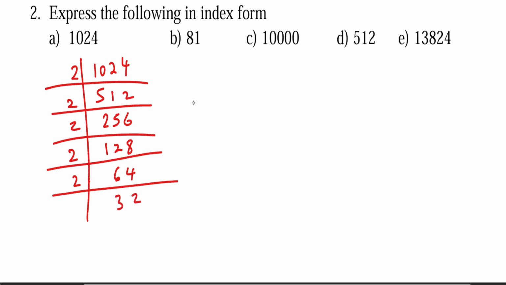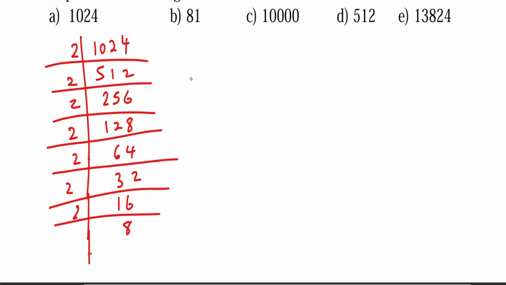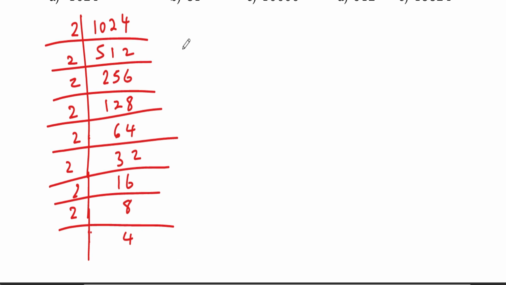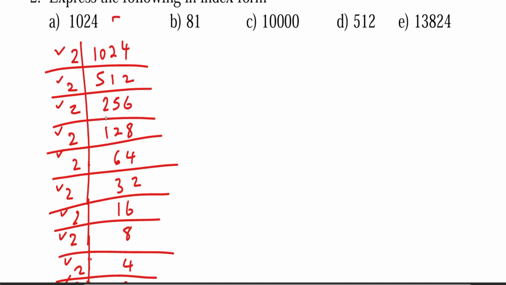Divide by 2 is 32. Then divide by 2, 16. Divide by 2, 8. Then divide by 2 gives you 4. You continue until you get 1. Then divide by 2, 2. Divide by 2, 1. So this is 2 to the power of 1, 2, 3, 4, 5, 6, 7, 8, 9 and 10. So the answer is 2 to the power of 10.